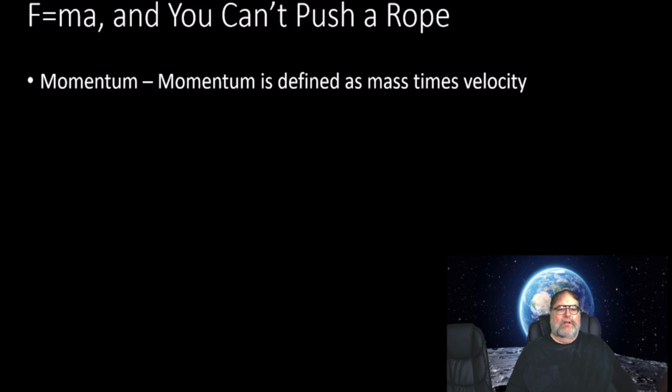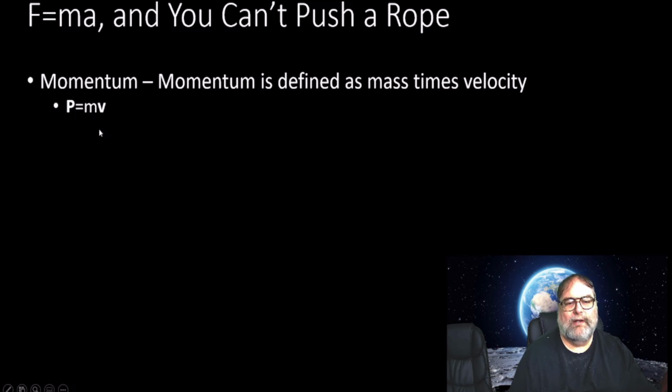Momentum in this case is defined as mass times velocity. So if something has a certain momentum, it's a mass moving with a certain velocity. That tells you its momentum. Momentum is a vector quantity. It has a direction. So p equals mv. That's a vector quantity.